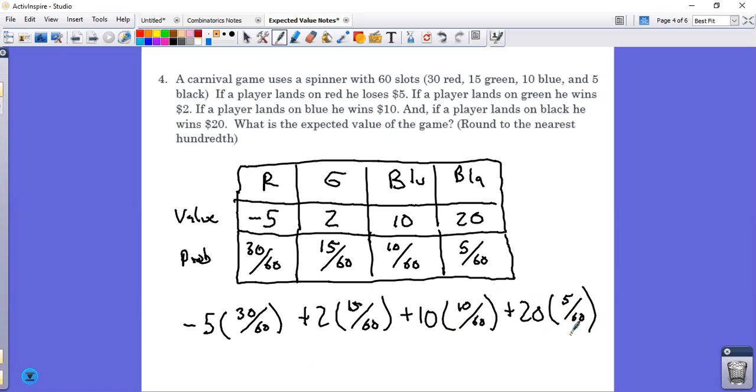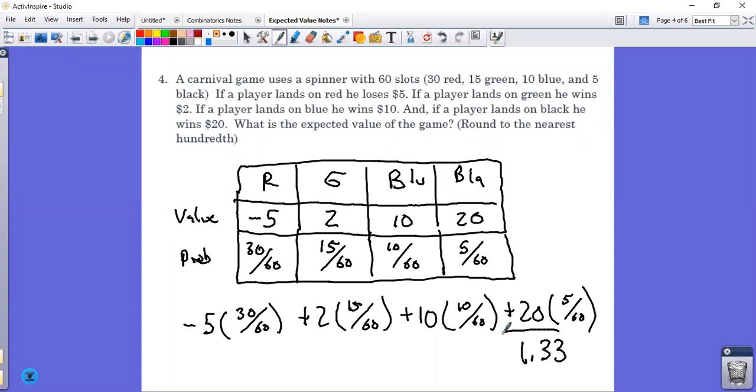All right, 5 out of 60 times. Calculator, and that's your expected value. Negative 5, just make sure if it's a loss, you include a negative. 30 out of 60 plus 2 times 15 out of 60 plus 10 times 10 out of 60 plus 20 times 5 out of 60.